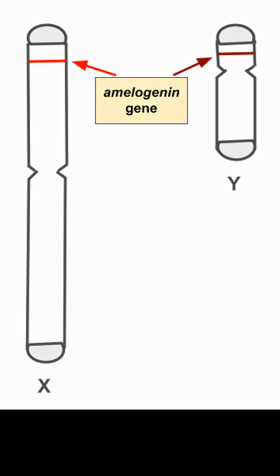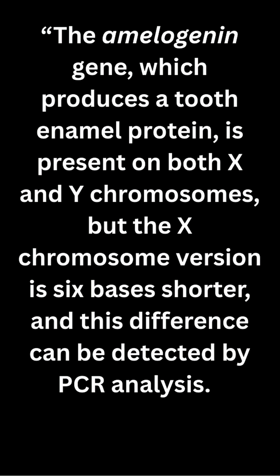What is important is that the amelogenin gene found on the X chromosome is a little bit different from that on the Y chromosome. It's actually 6 DNA letters shorter. This is how one professor of genetics describes the situation. The amelogenin gene, which produces a tooth enamel protein, is present on both X and Y chromosomes, but the X chromosome version is 6 bases shorter, and this difference can be detected by PCR analysis.